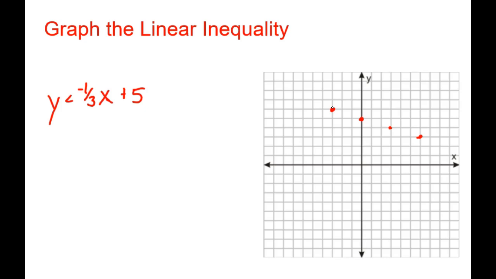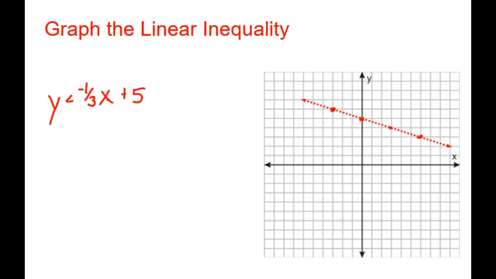Now I need to determine whether the line I construct through these points is going to be solid or dotted. So I look at my inequality symbol. It is strictly less than. There's no equal to sign, so my line is going to be dotted. Now that we have the dotted line constructed, we need to use a test point to determine which side of this line we need to shade. We're either going to shade the region above this line or below this line, representing all of the ordered pairs that satisfy this inequality.